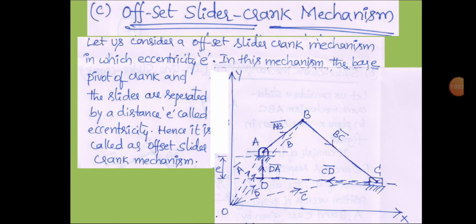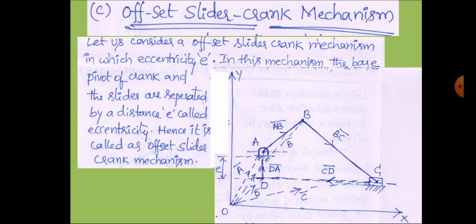Then the offset slider crank mechanism. In the offset slider crank mechanism, the base point of the crank, that means point A, because AB is the crank and BC is the connecting rod. So A is the base pivot point of the crank, and it is separated from the slider by a distance called eccentricity.